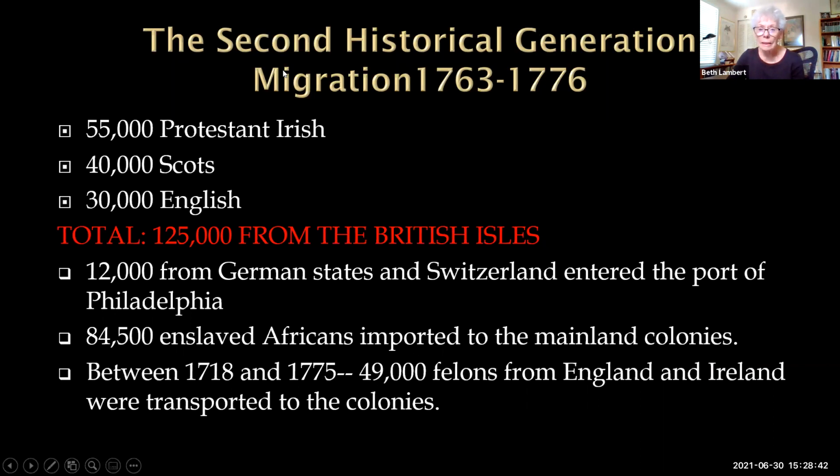So the second historical generation, this is 1763 to 1776. And again, we have a large proportion coming from the British Isles. 55,000 Protestant Irish, 40,000 Scots, 30,000 English. So a total of 125,000 from the British Isles. Also, 12,000 from German states and Switzerland entered the port of Philadelphia.